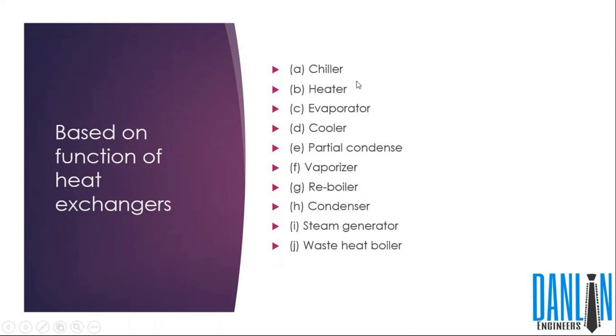For chilling purpose, we consider the chiller, heater, evaporator, cooler, then vaporizer, reboiler, condenser, steam generator or waste heater. So these are all types of exchangers only. These vessels are everything exchangers only. Based on the vessel name we can conclude its function. The vaporizer is required to vaporize, reboiler means to reheat the content, for cooling the cooler will be there, for evaporation the evaporator, for condensation the condenser will come into the picture. So like that, based on the function and the purpose of the project, the equipment will come into the picture.